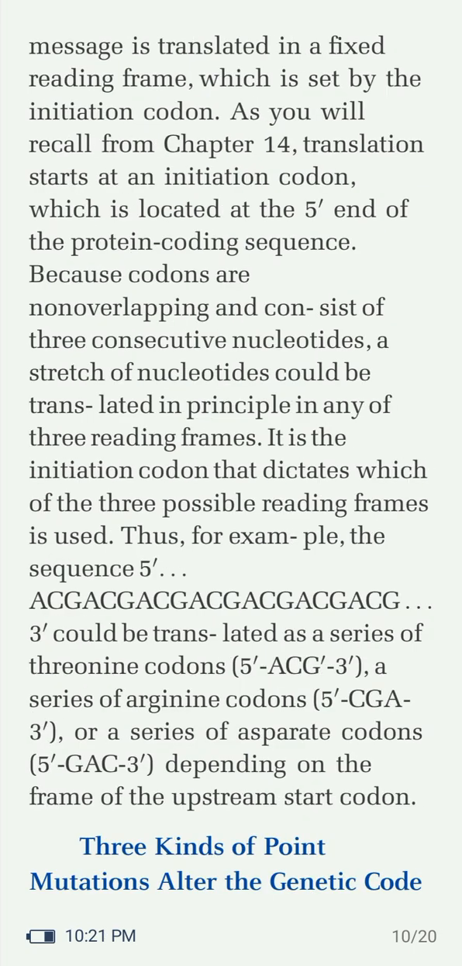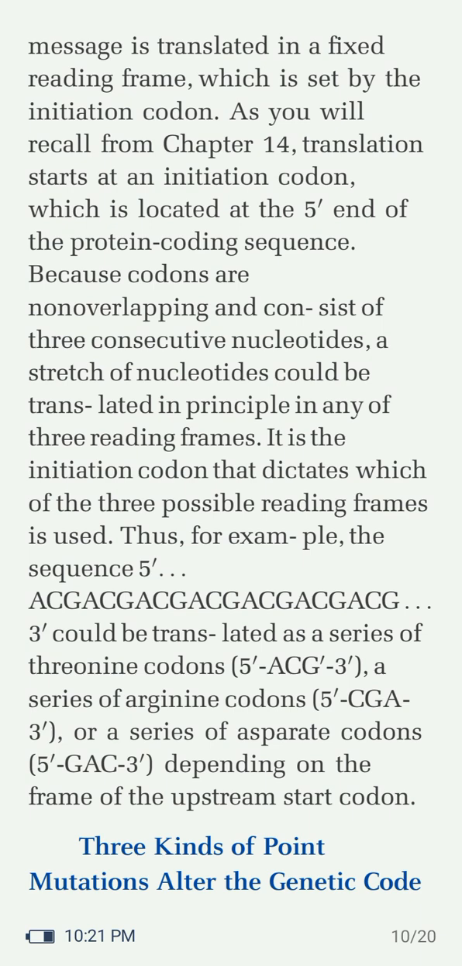The final rule is that the message is translated into a fixed reading frame which is set by the initiation codon. Translation starts at an initiation codon which is located at the 5' end of the protein coding sequence. Because codons are non-overlapping and consist of three consecutive nucleotides, a stretch of nucleotides could be translated in principle in any of three reading frames. It is the initiation codon that dictates which one of the three possible reading frames is used.